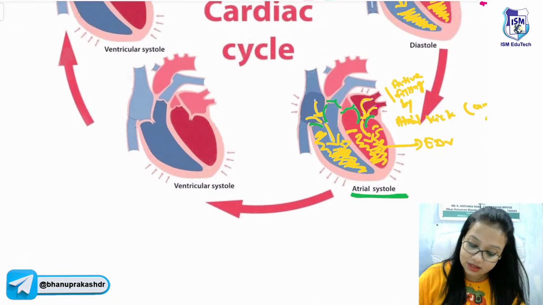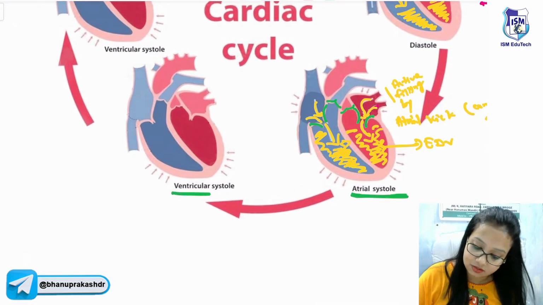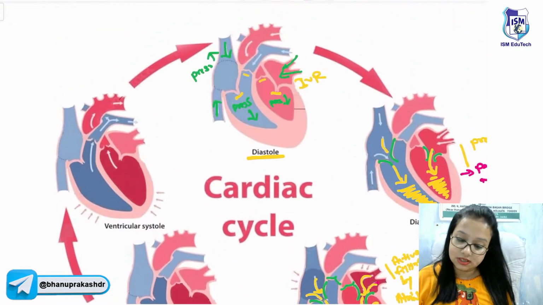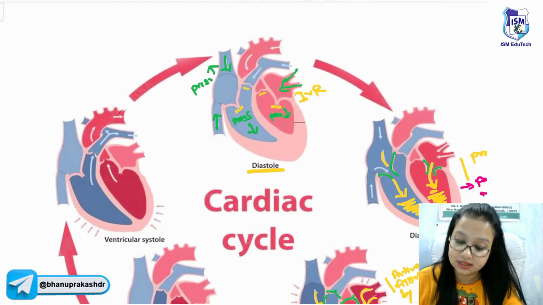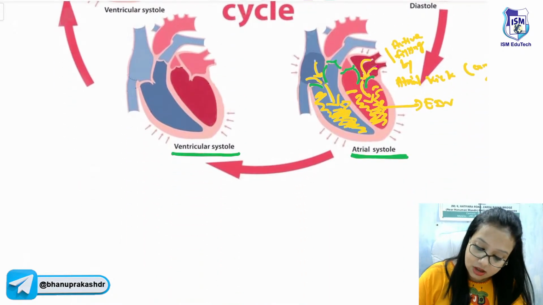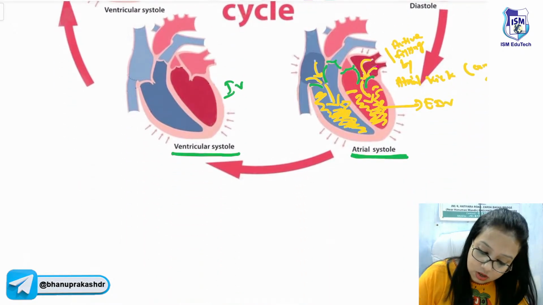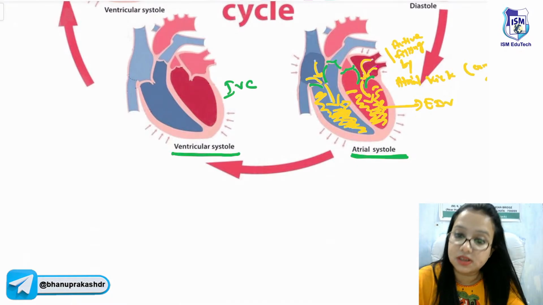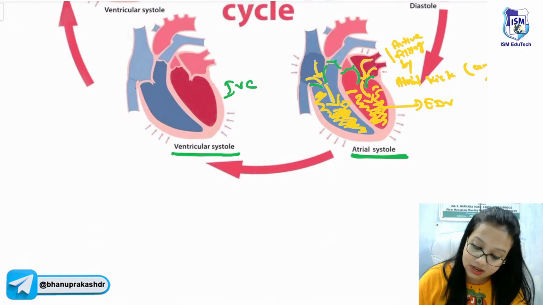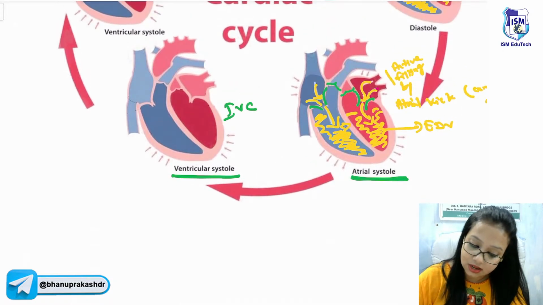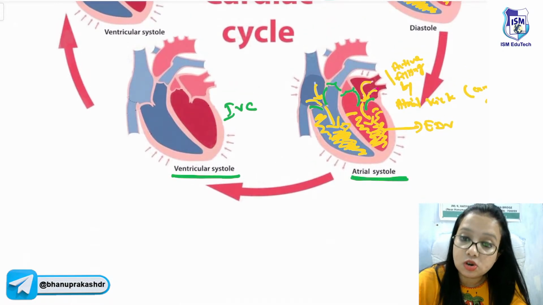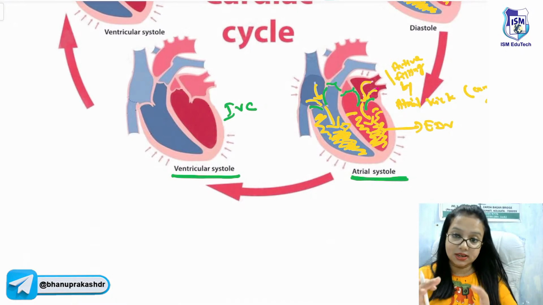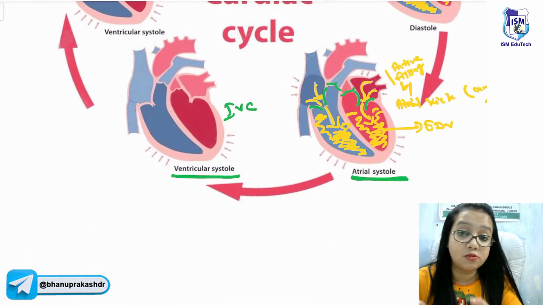Now again, the ventricles are contracting, which is ventricular systole. So just like in the isovolumic relaxation, the ventricle was a closed chamber. In the isovolumic contraction also, just like the isovolumic relaxation, the ventricles are a closed chamber, meaning it is not changing the volume of the blood.